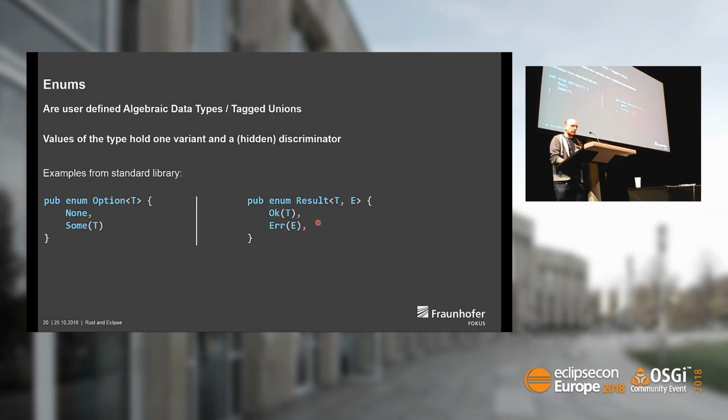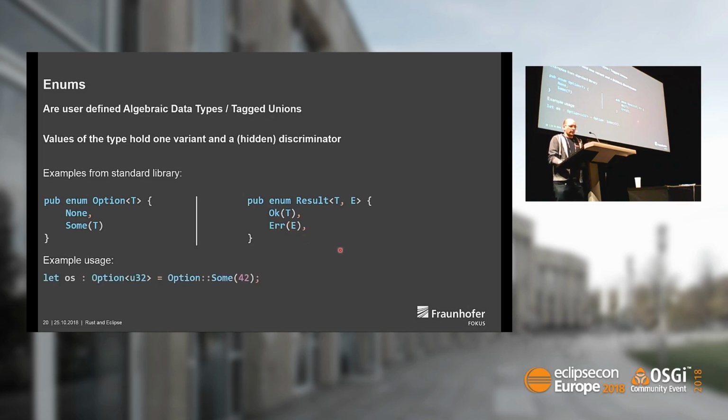The result type is usually used as a function return, because Rust doesn't really have exceptions. There's a panic which does similar things to exceptions, but this is really exceptional. Results are returned from functions and can either be an Ok value, so that's the expected outcome, or if an error occurs, you would return the error variant with an error type.